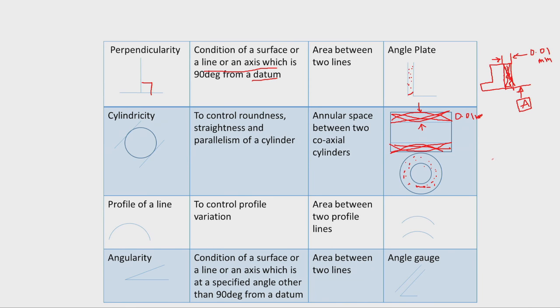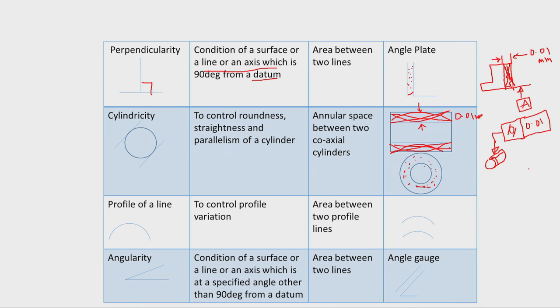Now, how is this specified? We have a cylinder like this, and then we mention what the feature is. In this case it is cylindricity, and then we mention the value in millimeter. So, this is how we specify the cylindricity. That means you take any generator or any circle, and all the high points and low points should lie within this range.